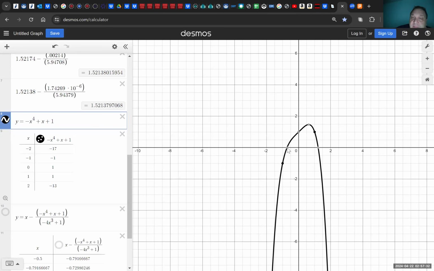And I think Desmos says that -0.724 might be an even better guess. But again, I'm trying not to rely on technology. I'm trying to rely just on calculus and basic calculations to make this method work. You can continue on. You can see that between x equals 1 and x equals 2, y goes from +1 to -13. So we know there's another solution between 1 and 2. So that would be like 1.5. Around 1.5 would be the solution over here.